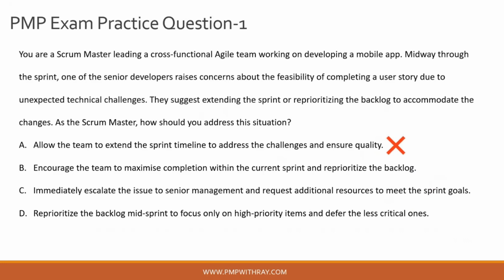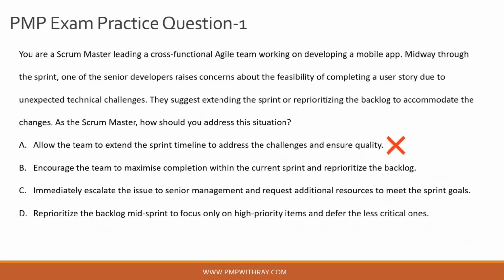Now let's look at option C. So option C proposes escalating the issue to senior management and requesting additional resources. Escalation might be necessary in certain scenarios. However, this approach is disproportionate to the problem given in this scenario. So it is definitely a bit of an overkill to do an escalation at this point, because technical challenges are a normal part of the agile process, okay? And the team is expected to address such issues collaboratively.